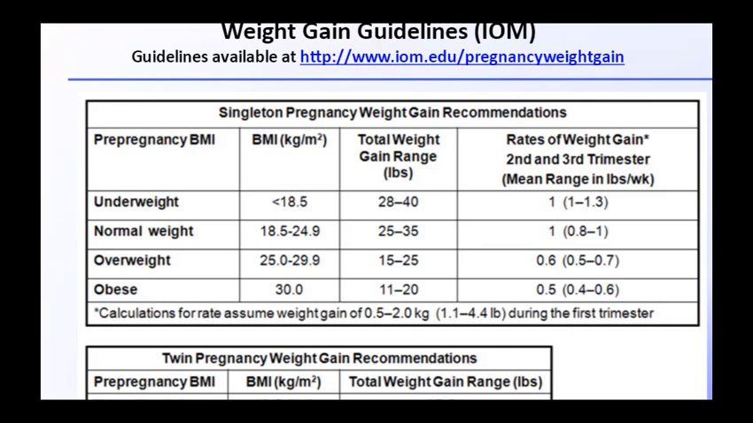Calculations for rate assume a weight gain of 1/2 to 2.0 kilograms or 1.1 to 4.4 pounds during the first trimester. Women pregnant with twins in the normal BMI category should aim to gain 37 to 54 pounds, overweight women 31 to 50 pounds, and obese women 25 to 42 pounds. Women carrying high-order multiples likely will need even more weight gain with appropriate nutritional interventions.